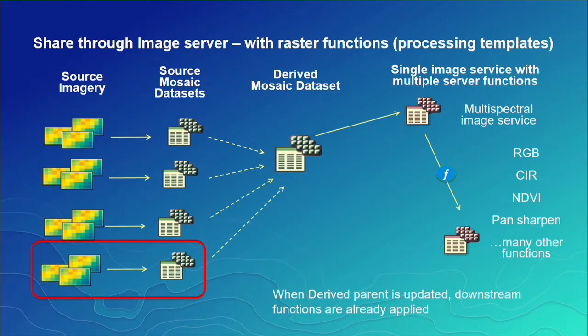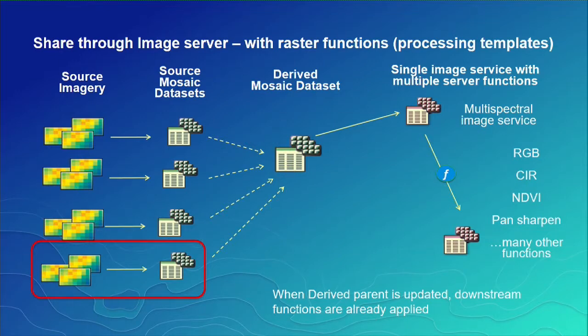One of the advantages, the key point of this architecture, is that when you add new imagery, everything downstream from that centralized collection is already done. You don't have to rebuild the pan sharpening, or if you've got elevation data, you don't rebuild the hill shade and the slope and aspect. So that's all done downstream.